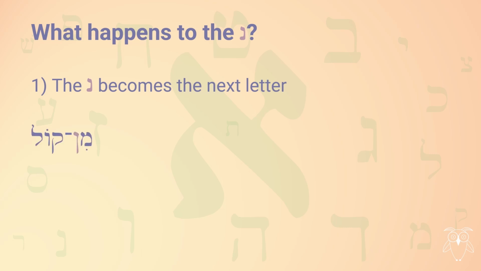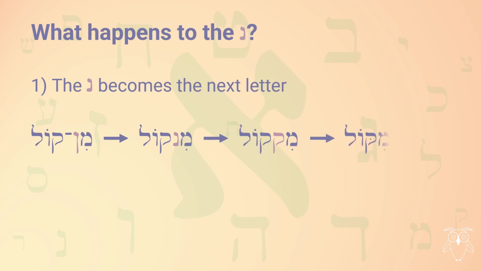Here, let's take these two words. Min kol. Min makef kol. From voice. Now take away the makef and you get min kol. The next thing that happens is the nun changes into a kof and we get mikkol. But what happens when you have two identical letters, one after the other? Right, they are written as one, and then you write a dagesh forte in that consonant.